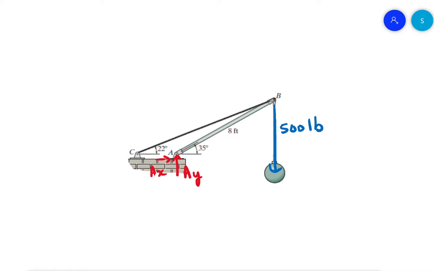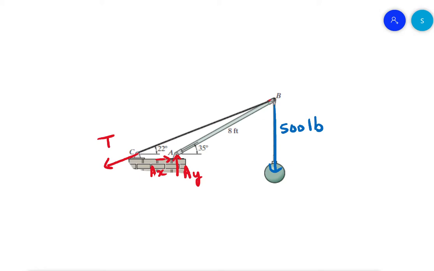Okay. And the cable can only pull. So that's T. I can write T there. That's the exact same thing. We can always slide a force along its line of action.